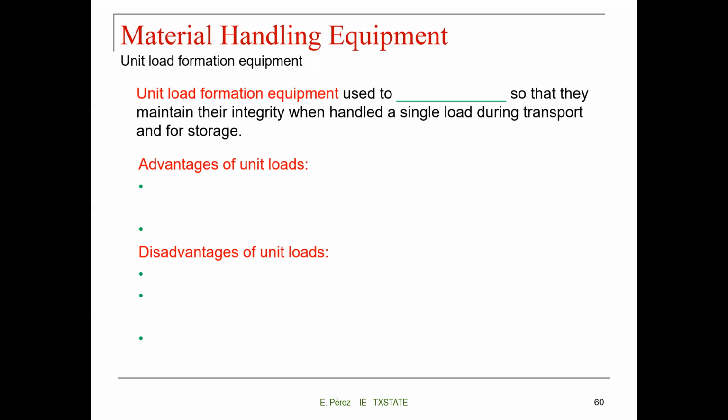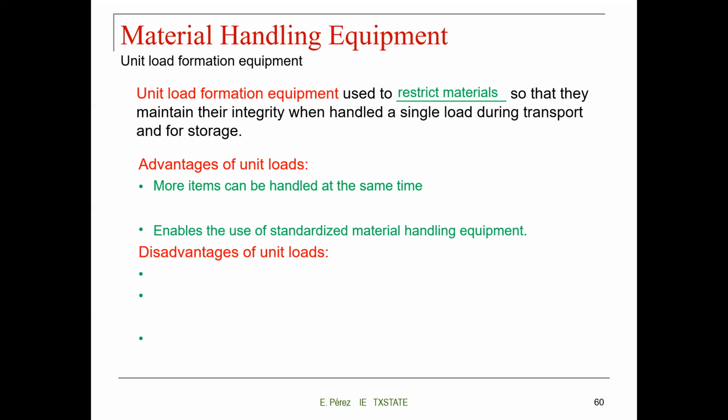Unit load formation equipment. Unit load formation equipment is used to restrict materials so that they can maintain their integrity when handled as a single load during transport and for storage. Advantages of unit loads: more items can be handled at the same time. Enables the use of standardized material handling equipment.